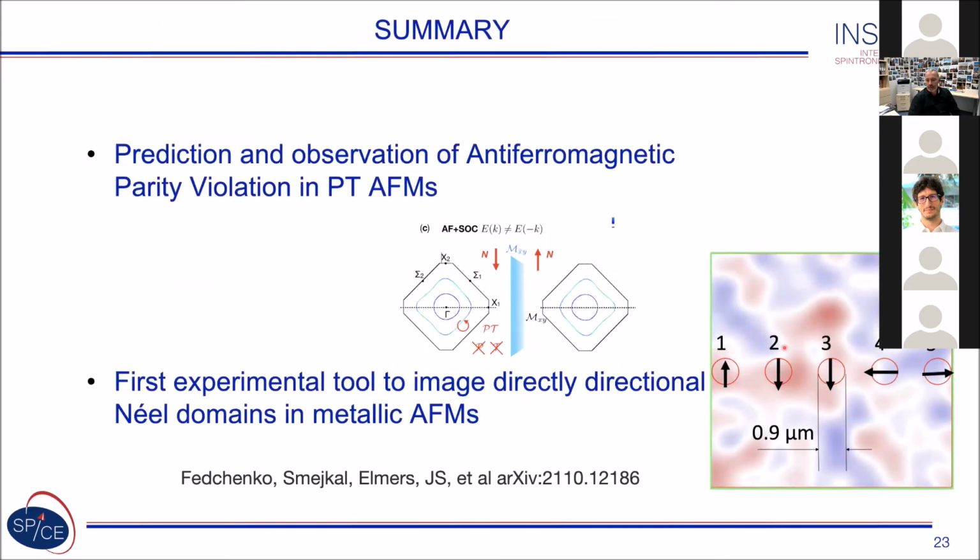And then the last one is just a summary. We had the prediction of the antiferromagnetic parity violation in these PT antiferromagnets, in particular manganese gold. And we've presented the first direct observation of this parity violation, which can also be used as a microscopy of the Néel vector domains.